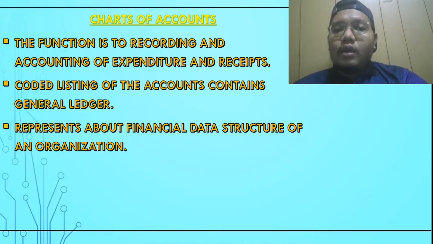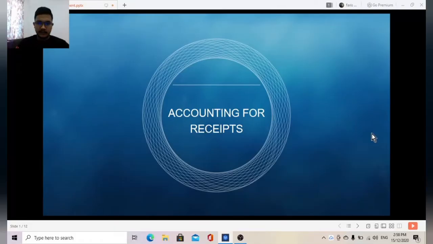So its function is recording and accounting of expenditure and receipt. The coded listing of the accounts must have a general ledger. It represents all the financial data structure of an organization. Okay, thank you. About accounting for receipt.